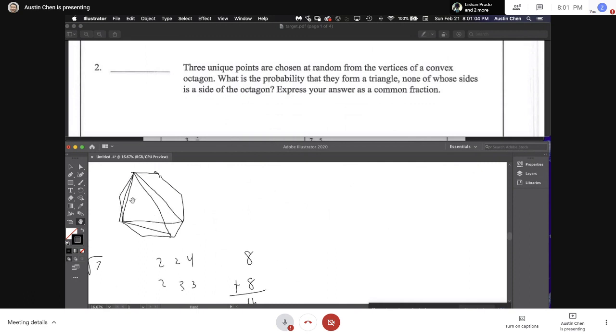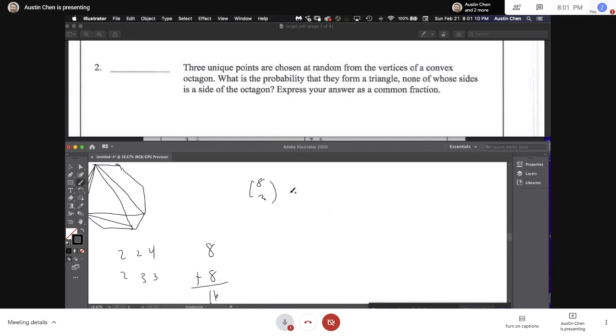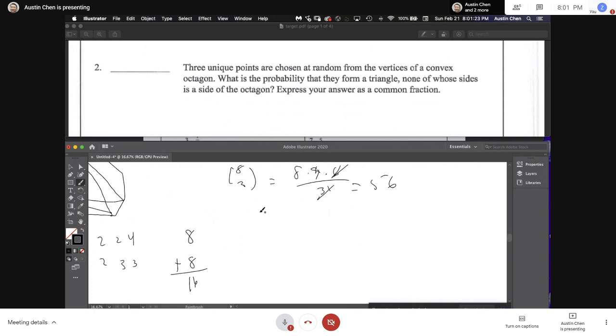How many ways can we choose our 3 points out of 8 points? Well, that's just going to be 8 choose 3. It's just going to be equal to 8 times 7 times 6 over 3 factorial. But 3 factorial is just 6, so we can cancel this out. This equals 56. So then our probability is going to be 16 over 56.